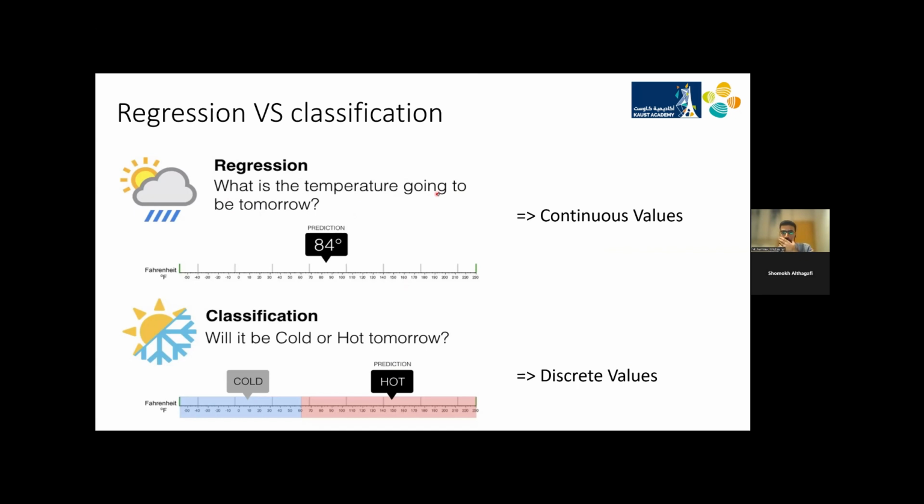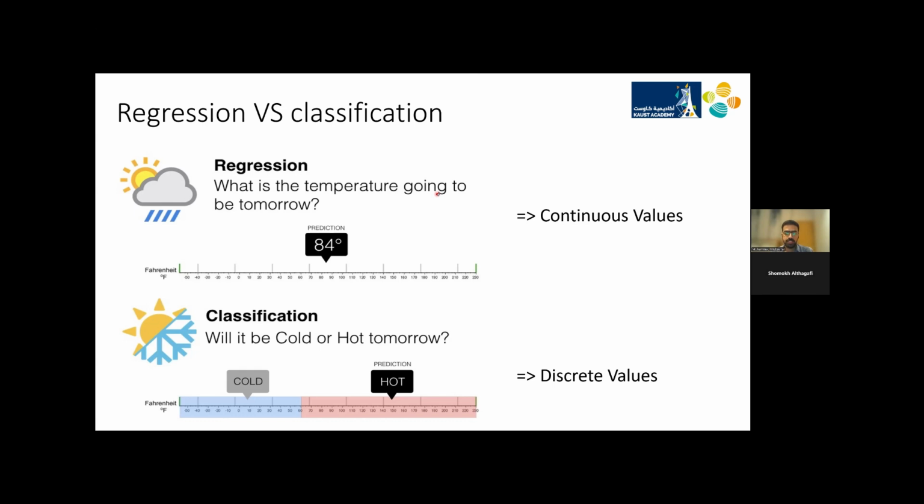The other kind of values that we can have is something called discrete values, where we have specific categories. For example, there would be the question, will it be cold or hot tomorrow? Then we can just define a threshold and say that if the temperature is lower than 70 degrees, we say that it's cold. If it's higher than 70 degrees, we say that it's hot.